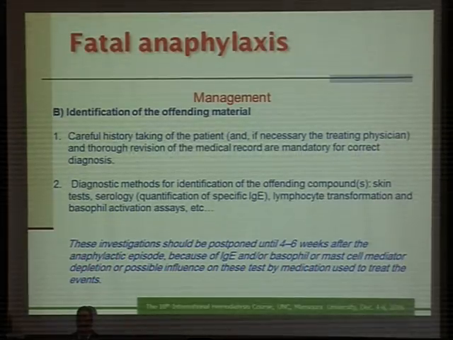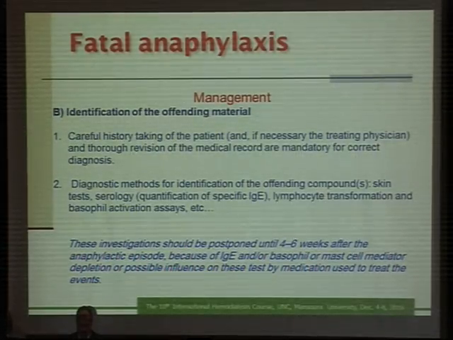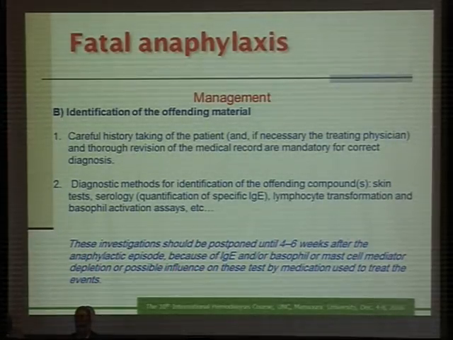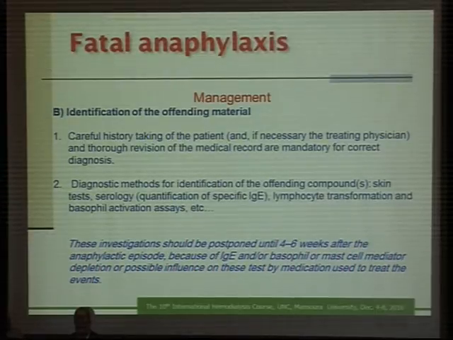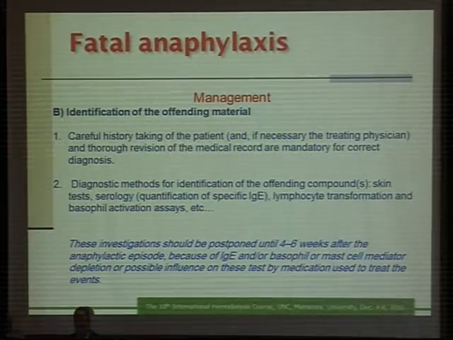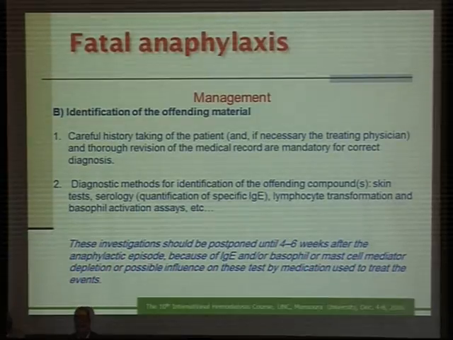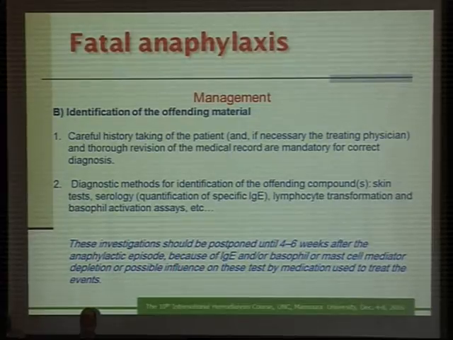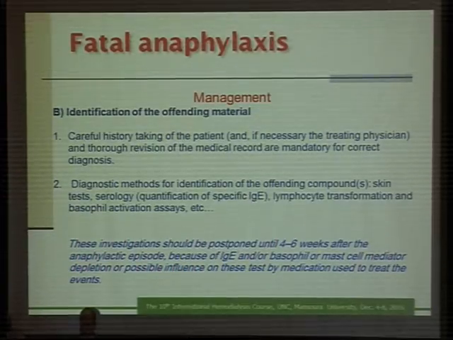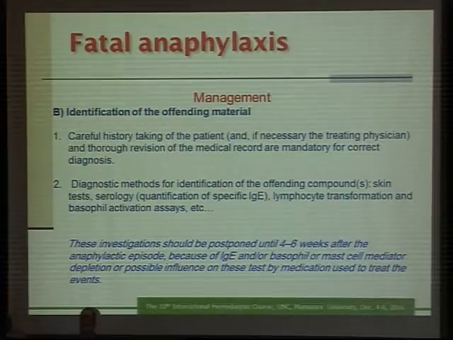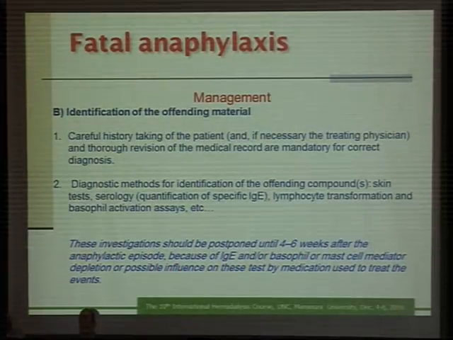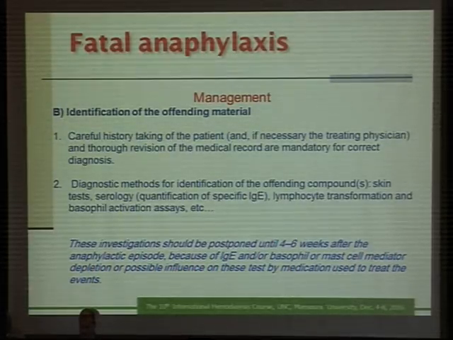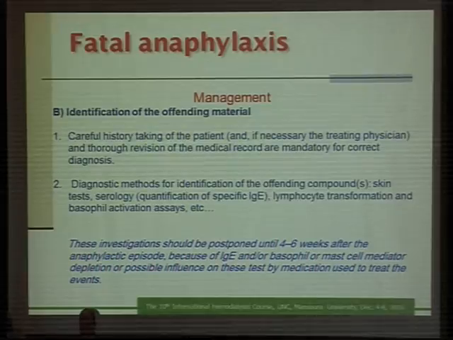We can use some diagnostic methods like assay of the IgE. These investigations should be postponed 4 to 6 weeks after the anaphylaxis episode because of IgE or basophil mast cell mediator depletion, or possible influence of these tests by medications that could be used in treatment of this catastrophe.